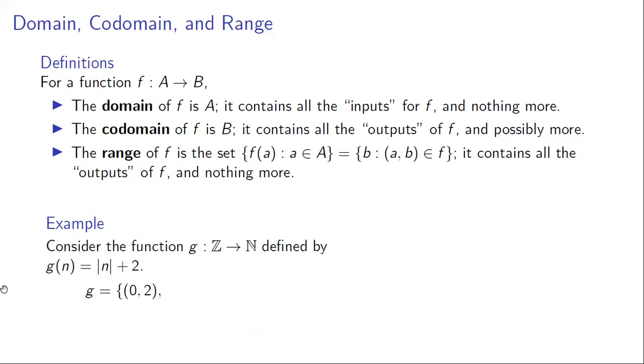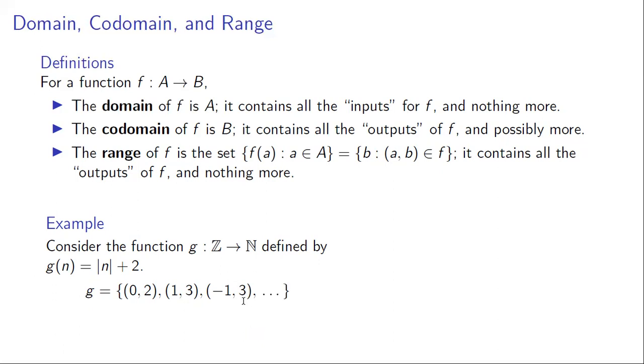So let's write g as a set of ordered pairs. So for an input of 0, we're going to do the absolute value of 0, which is 0, plus 2. So we get a pair (0, 2). Again, for an input of 0, we have an output of 2. For an input of 1, we do the absolute value of 1 plus 2, so we get an output of 3. For an input of -1, we do the absolute value of -1, which is 1, and then we add 2, so we get an output of 3 again.